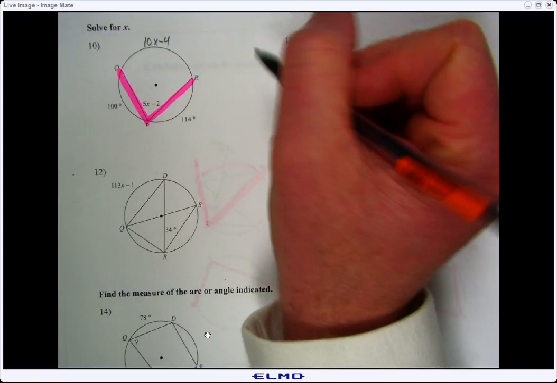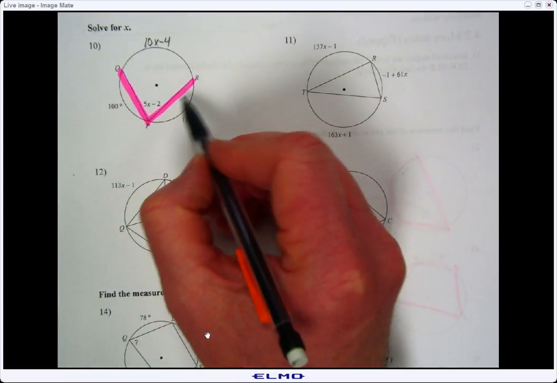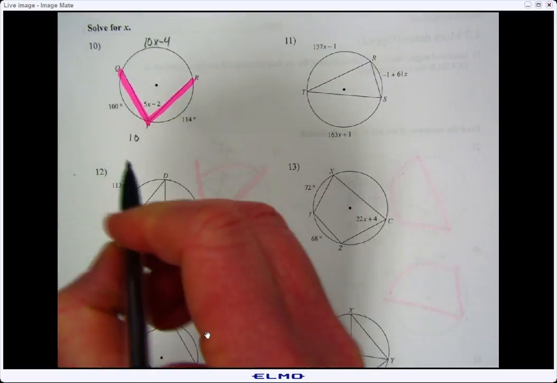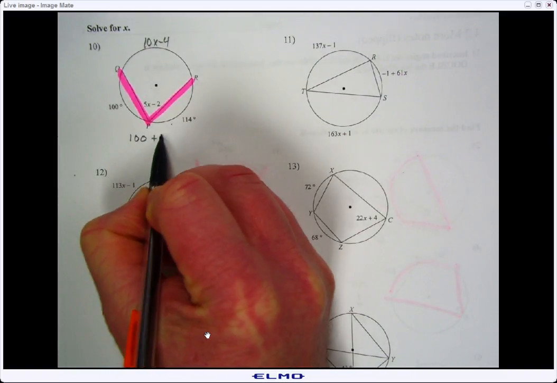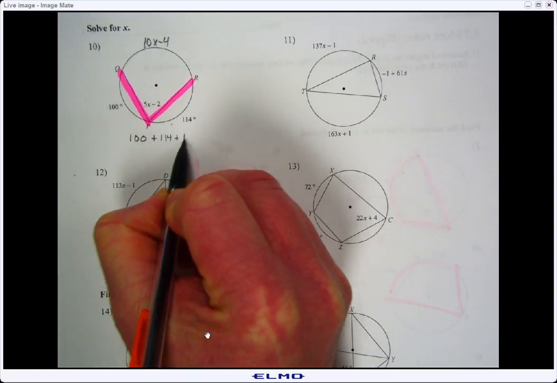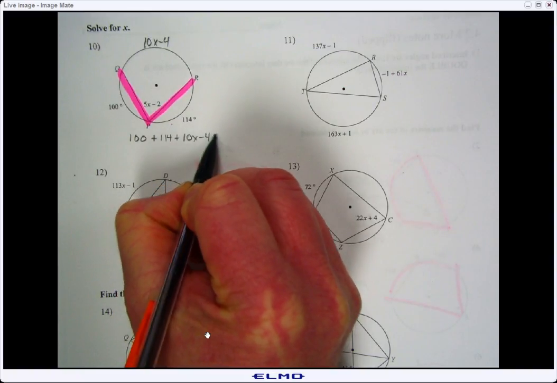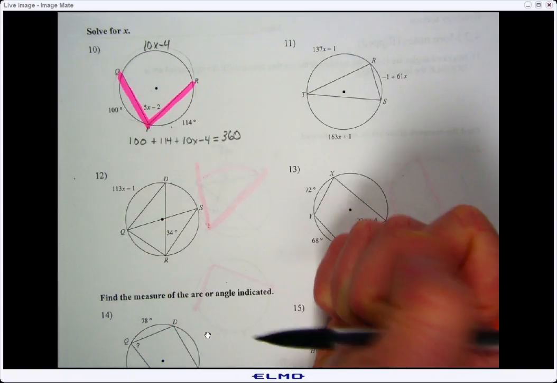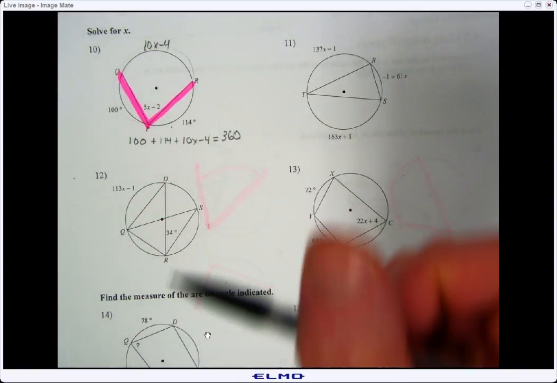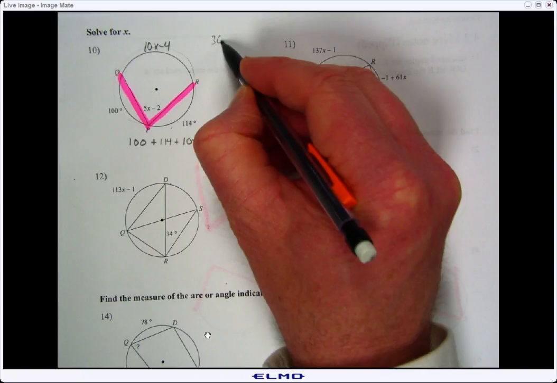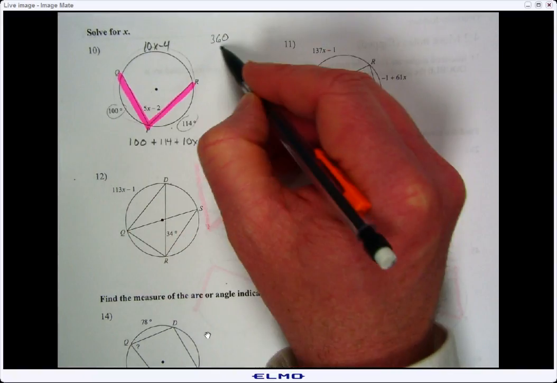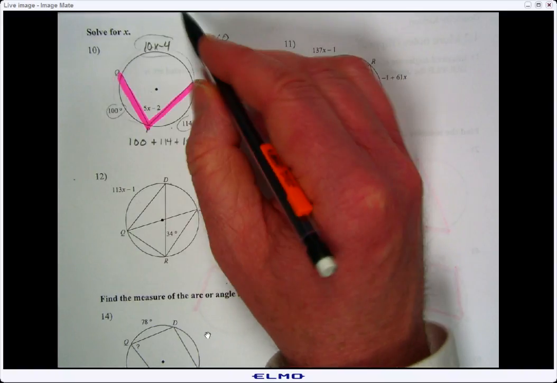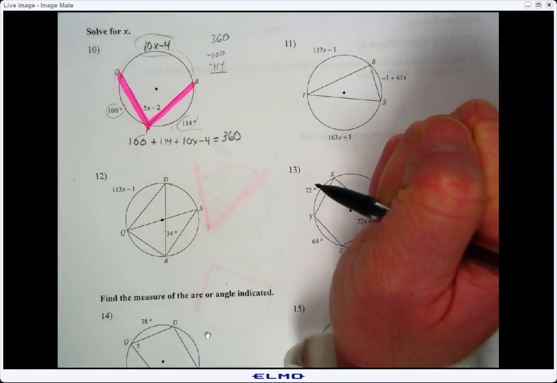And a couple ways you can figure this out. You can say 100 plus 114 plus 10x minus 4. That is all the way around the circle. That's 360. And that will find x. Or you could say I have 360 minus 100 and minus 114, and that's equal to 10x minus 4, which is kind of what you're doing when you solve here.